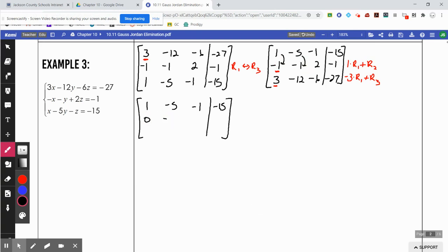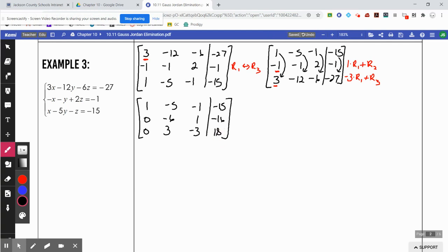Negative 5 and negative 1 is a negative 6. Negative 1 and 2 gives me a positive 1. Negative 15 and negative 1 gives me a negative 16. Now to change row 3, we're going to do negative 3 times these and add it to these. Negative 3 and 3 gives me 0. 15 minus 12 is a positive 3. Positive 3 and negative 6 gives me a negative 3. And a 45 minus 27 gives me 18. So now I'm finished with my first column.